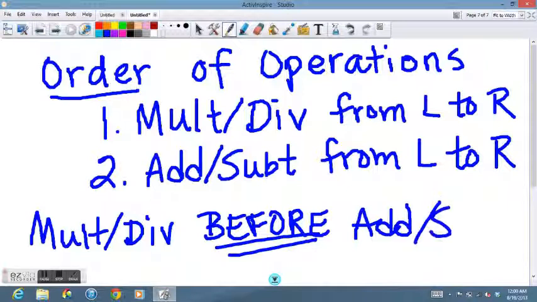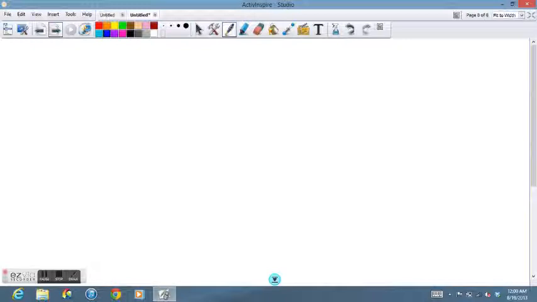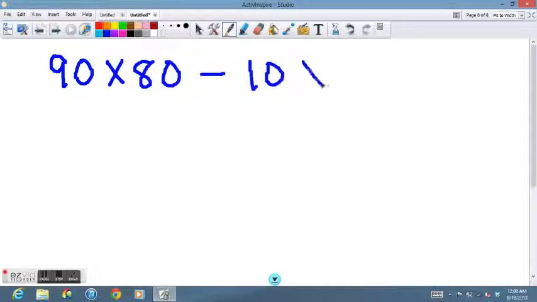Alright, so if you have a problem that has multiplication and division along with addition or subtraction, you have to do all the multiplication and division first. Then you can do your addition and subtraction last. Okay, so let's look at a couple of examples. Let's say we are multiplying 90 times 80 minus 10 times 70. Alright, now notice we have multiplication and we have subtraction, and we have multiplication. So we have a mixture of operations. So we have to think about the order of operations.